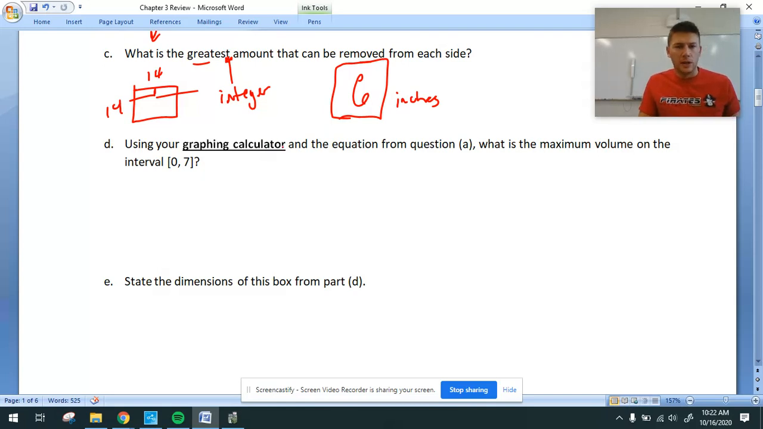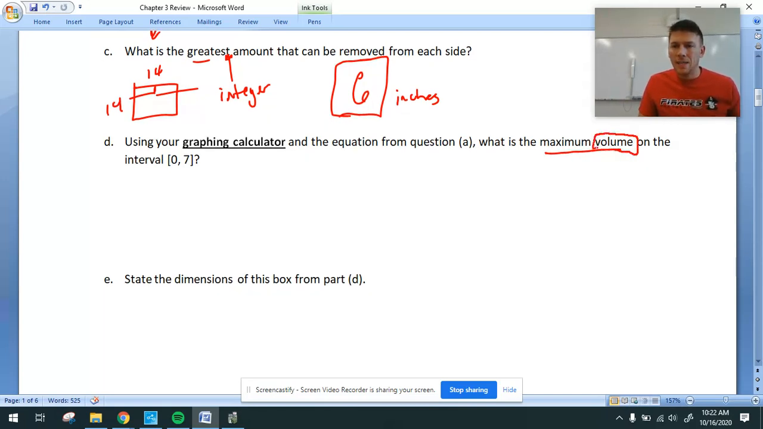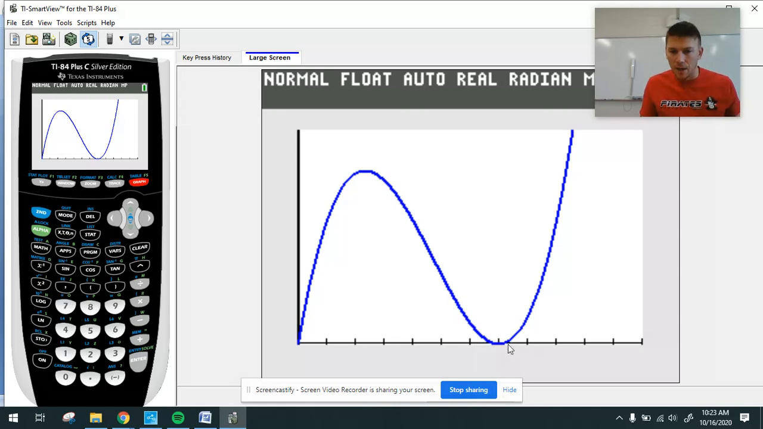Use your graphing calculator in the equation from question A, the one that was given. What is the maximum volume? Now remember, volume, that is our y value. So what is the maximum y value on the interval of x from 0 to 7? If my interval is 0 to 7, they're saying only look from 0 to 7 right here, and we need to find the maximum.